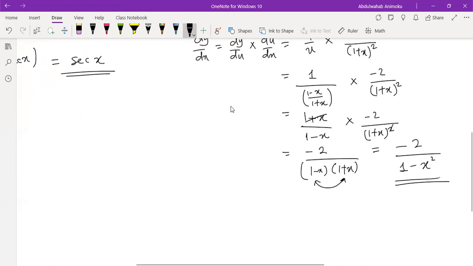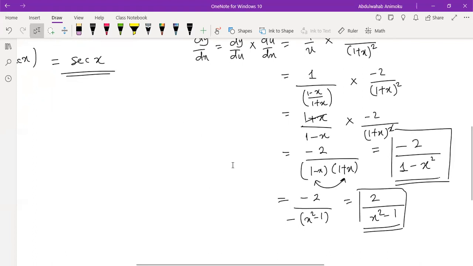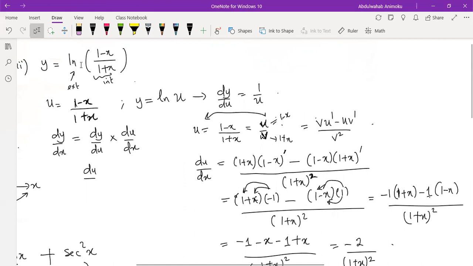If you like, you can rewrite this without the negative. You can write this as this, so that you can get rid of the negative, and then we have this as your final answer. So whichever one you write will be correct. So that would be how to differentiate this function, which is ln of (1 minus x) over (1 plus x).